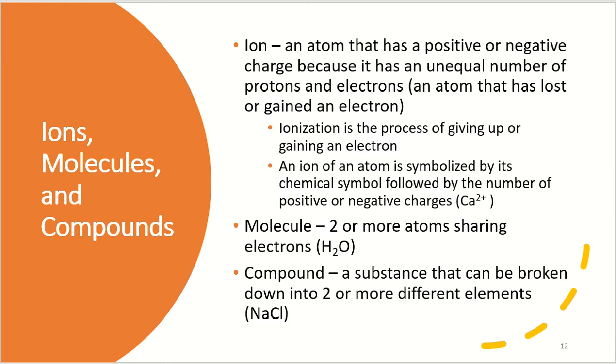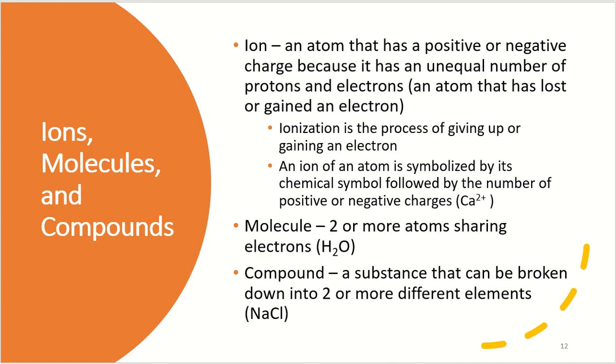So that then brings us to ions, molecules, and compounds. These are, again, some important terminology that we need to be aware of when we're talking about general chemistry. An ion is simply an atom that has either a positive or a negative charge. This is caused by an unequal number of protons and electrons, so an atom that has lost or gained an electron, essentially.